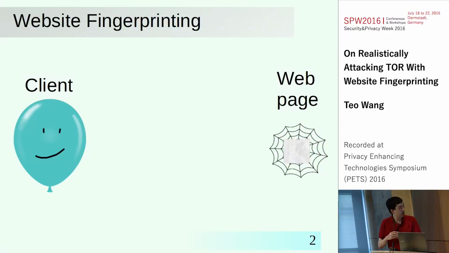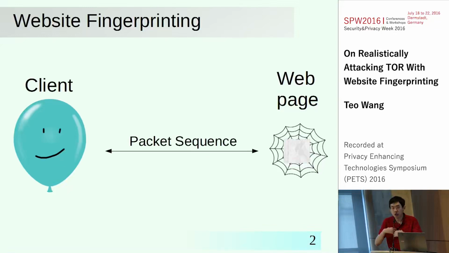So what is website fingerprinting? You might be asking. Website fingerprinting can be explained from this simple problem. There's this client, and this client is visiting a web page. It's a web page because there's a spider's web with a piece of paper stuck on top of it, and the client wants to load the page. So there's going to be a packet sequence. There's going to be outgoing packets for sending GET requests and data. There's going to be incoming data as well.